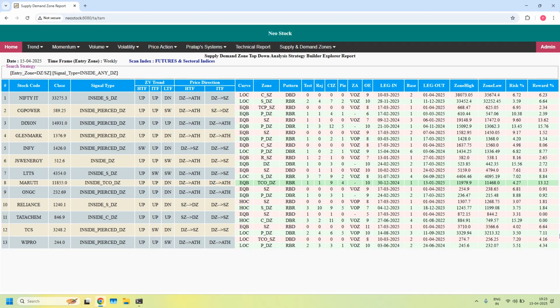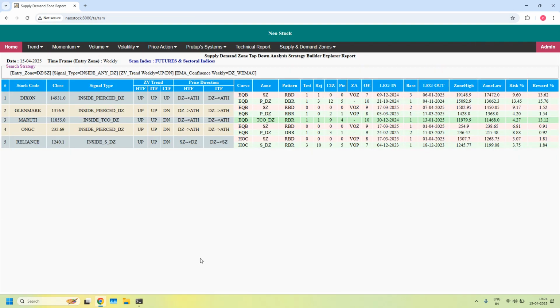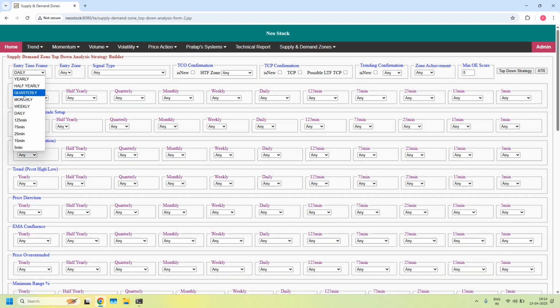Okay, let us filter based on the EMA Confluence. Weekly demand zone having weekly EMA Confluence. And trend on the weekly should not be sideways, it can be up or down. We got 5 stocks. Okay, next weekly time frame.